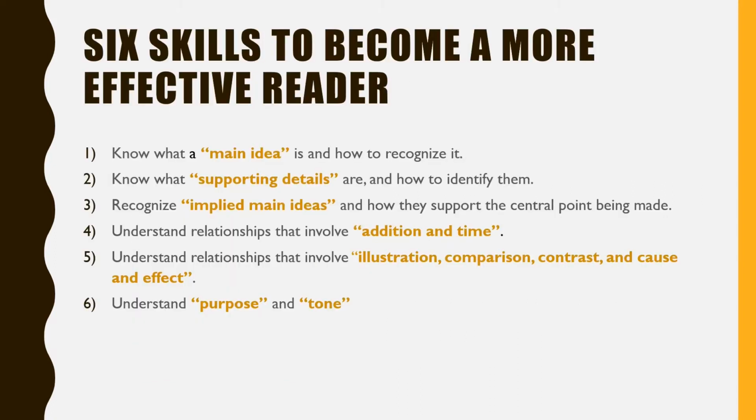There are 6 skills to become a more effective reader, and in this presentation we will show how to apply those skills. The first is to know what a main idea is and how to recognize it. The second is to know what supporting details are and how to identify them. Third, recognize implied main ideas and how they support the central point being made. Fourth, understand relationships that involve addition and time. Fifth, understand relationships that involve illustration, comparison, contrast, and cause and effect. And finally, sixth, understand purpose and tone.